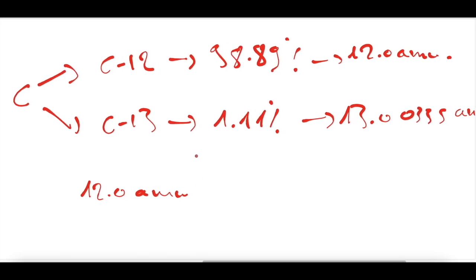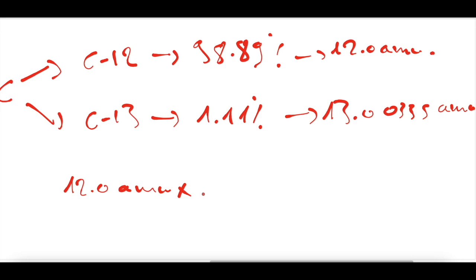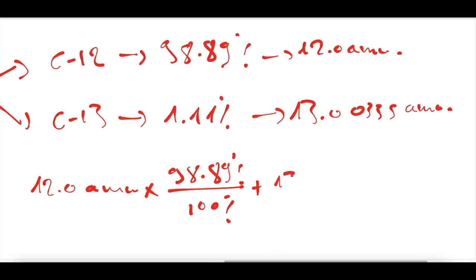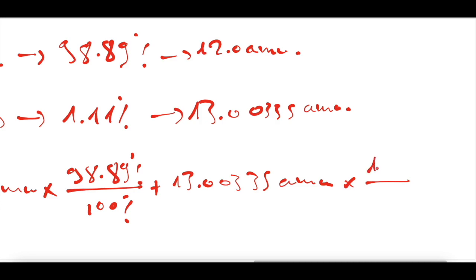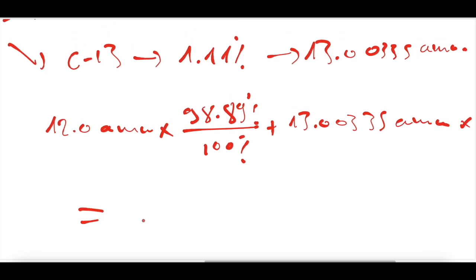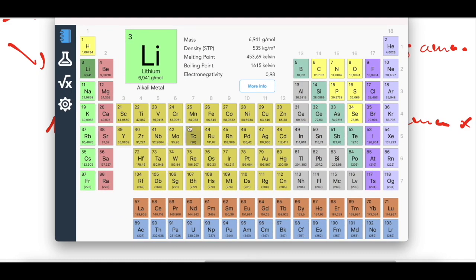So the average mass of the carbon is just the atomic mass unit of each isotope multiplied by its mass fraction. Here we have 12.0 AMU times 98.89% over 100% plus 13.00335 AMU times its mass fraction, which is 1.11% over 100%. And the average atomic mass of carbon is equal to 12.01 atomic mass unit, which is the same as in the periodic table, 12.01.